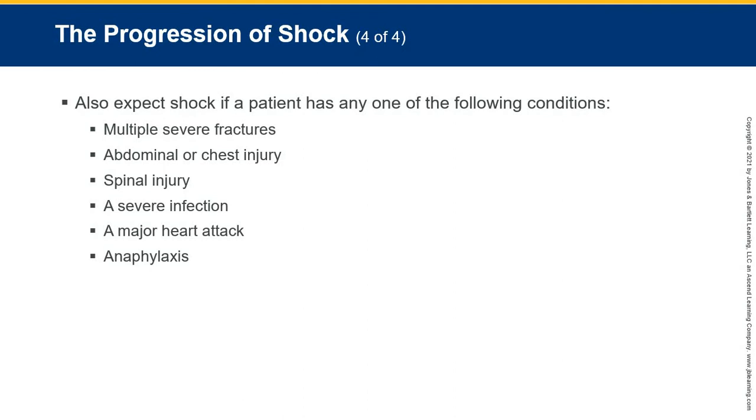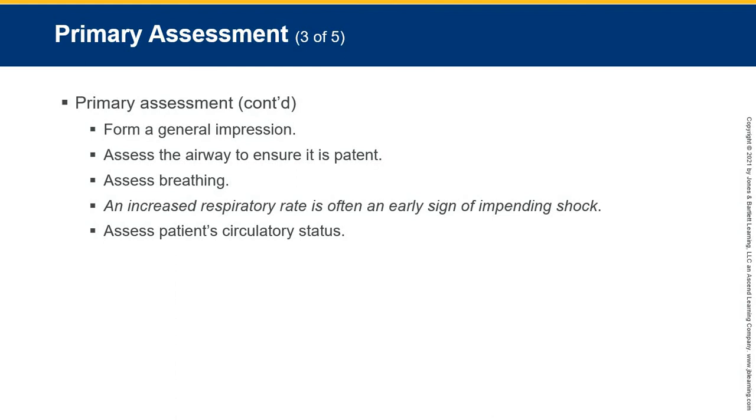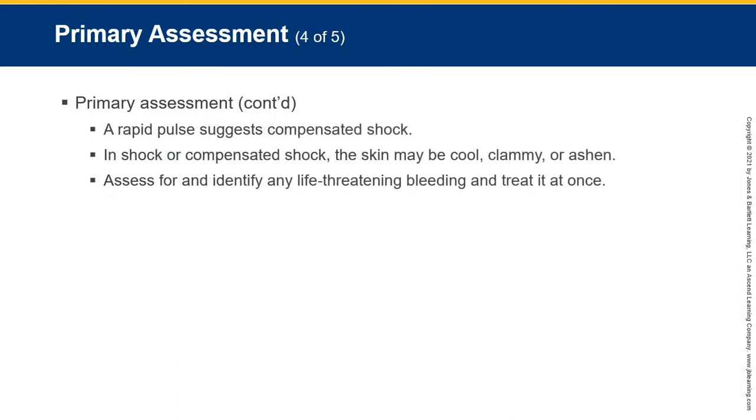Major heart attacks, people that have anaphylaxis, just major allergic reactions. These kinds of people, you've got to think about it and expect them to be in shock. Now, again, the important thing here on the primary assessment: the increase in respiratory rate is often an early sign that shock is going to happen. Another thing is when they have a rapid pulse, when they're tachycardic, that suggests compensated shock in trauma. So the first thing you should do is identify life-threatening bleeding and treat it as soon as you can.